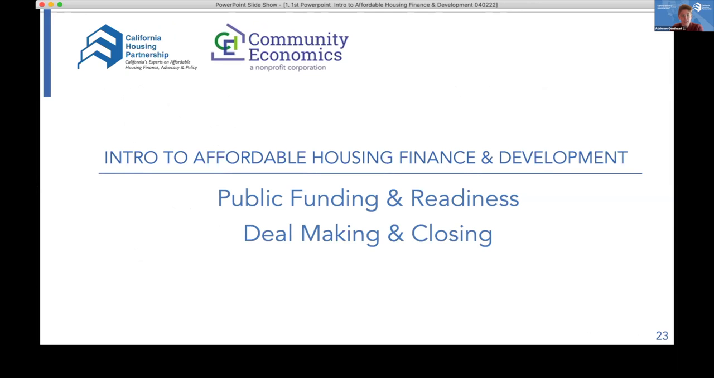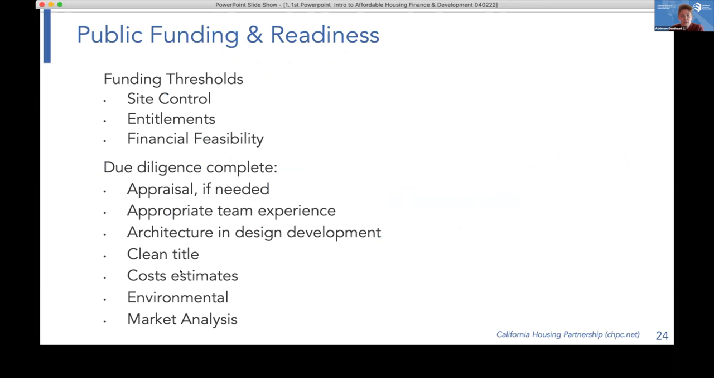Okay, so now we're gonna touch on public funding and readiness and deal making and closing just briefly. So public funding and readiness. When you are applying for public funding, some of the funding thresholds are listed here. That includes site control, so you need to show proof of site control. You need to have your entitlements, and the application will need to show financial feasibility so that you have enough funds to cover the costs of the project.